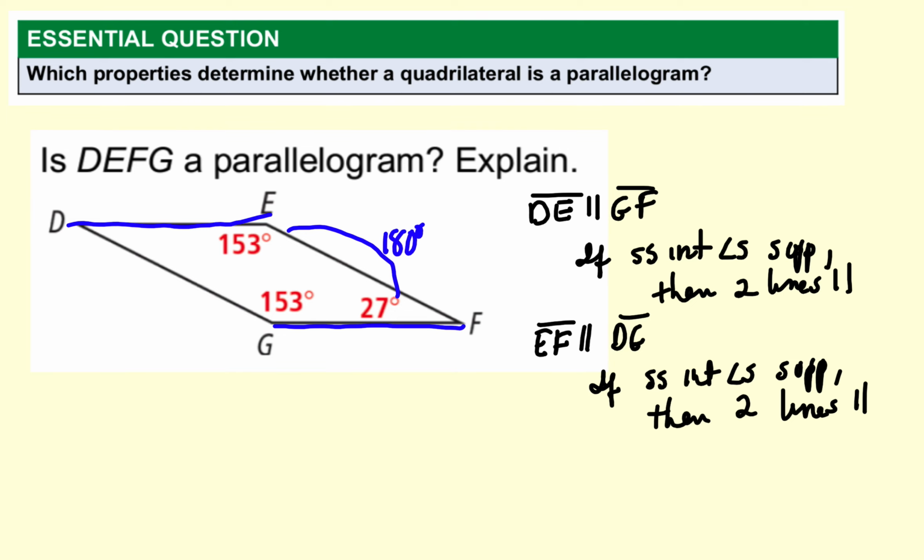Let me change color. Now we can say EF, this one, and this one are parallel. I want you to notice that these two angles add up to 180 degrees. So if same side interior angles are supplementary, then the two lines are parallel. If you can convince me that we have two sets of parallel lines, it has to be a parallelogram.